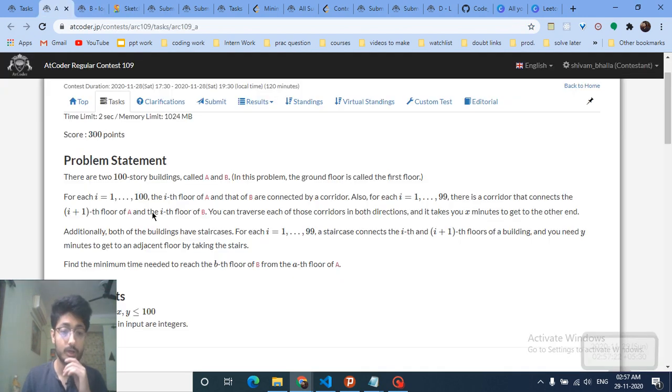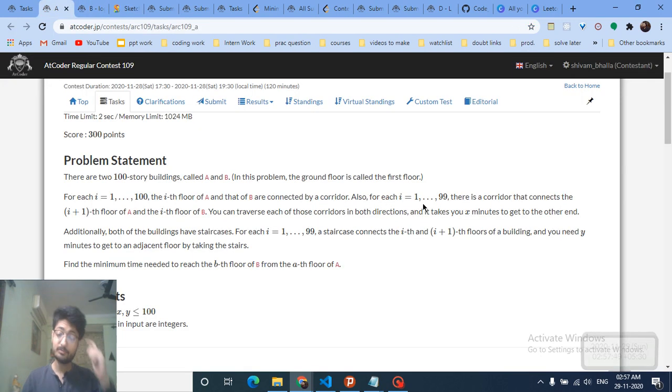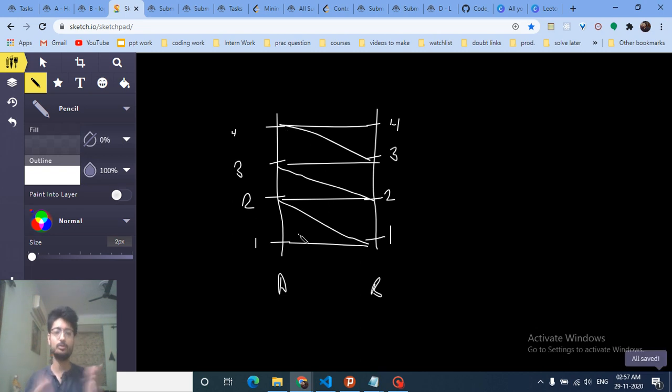Okay, so now as you can see, for each i from 1 till 100, the ith floor of A and the ith floor of B are connected by a corridor. Every same floor is connected by a corridor, so these are corridors. Also, for each i from 1 till 99, there's a corridor that connects the (i+1)th floor of A and the ith floor of B. So these are also connected like this. These are the corridors connecting the two buildings.